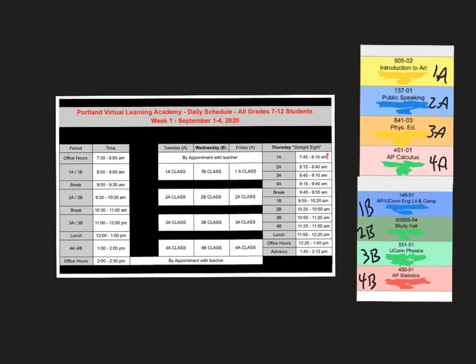So I have a schedule, and as we take a look down on 1A, the student goes to Introduction to Art, 2A, Public Speaking, 3A, Phys Ed, 4A, AP Calculus, 1B, Econ Engineering, 2B, Study Hall, 3B, Econ Physics, and 4B, AP Statistics. Now that's a pretty challenging schedule. This is a random schedule taken from a senior.